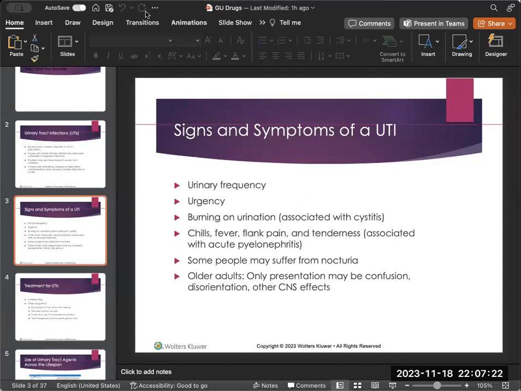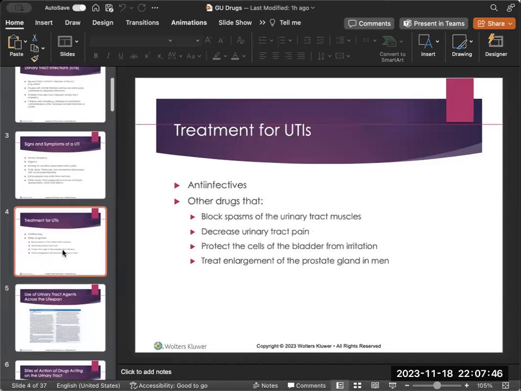And older adults have a different presentation when it comes to UTIs. They may have confusion or disorientation. If an older adult comes into the hospital and they're confused and disoriented, especially a female, and they're delirious, I want to get a urinalysis on them immediately because I want to see if they have any indications of a UTI, okay? Treatment, anti-infectives.